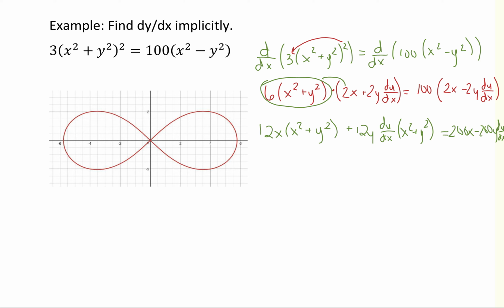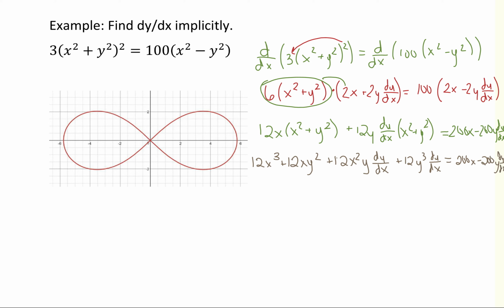And then we're going to start piecing more stuff together. I'm going to have a 12x cubed plus 12x y squared plus 12x squared y dy dx plus 12y cubed dy dx equals 200x minus 200y dy dx.